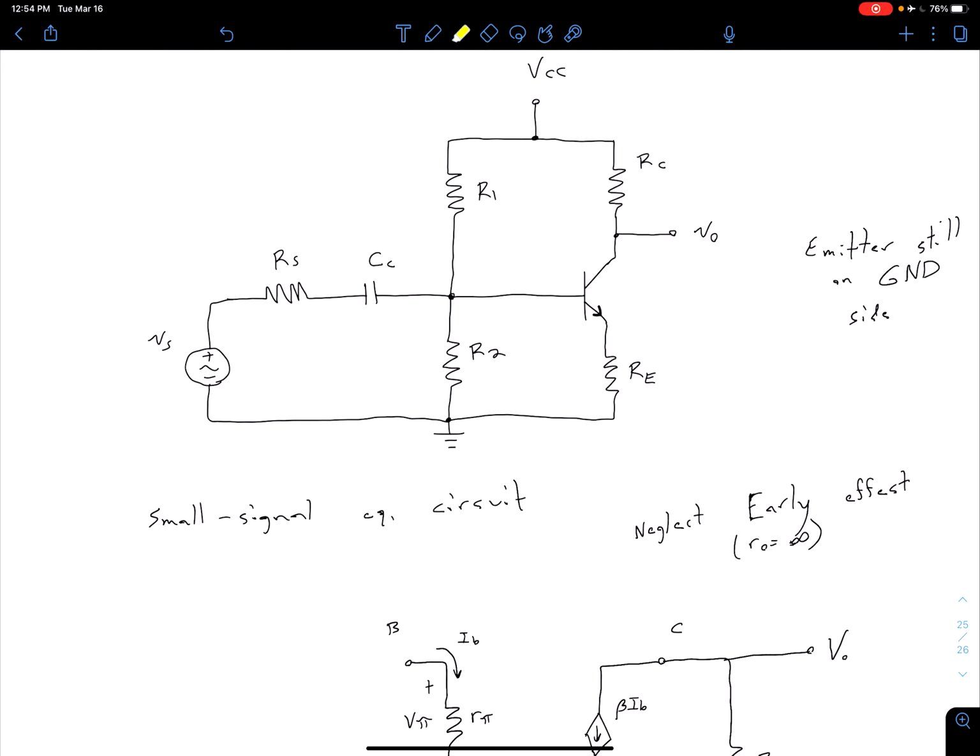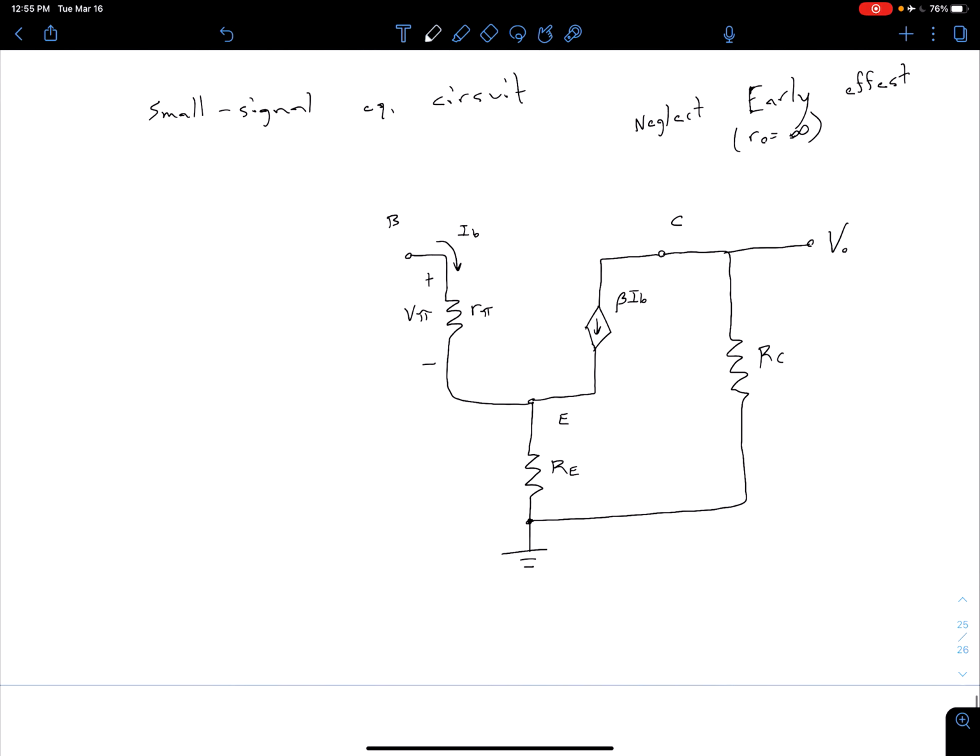Off of our base, same configuration as before. We have our R1 going to signal ground, our R2 going to signal ground. So those are going to be in parallel between the base and ground. And then our coupling capacitor is going to act like a short. And we have our RS and our VS between the base and ground. So adding those things in, we have here between our base and ground, our R1 parallel R2. We then have our RS and finally our small signal voltage source VS.